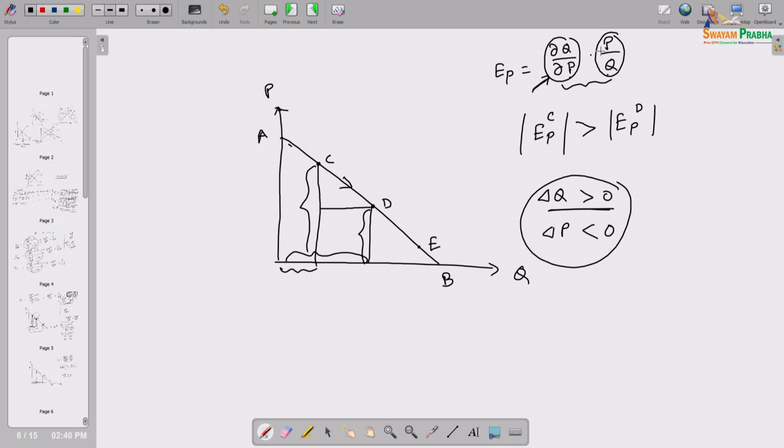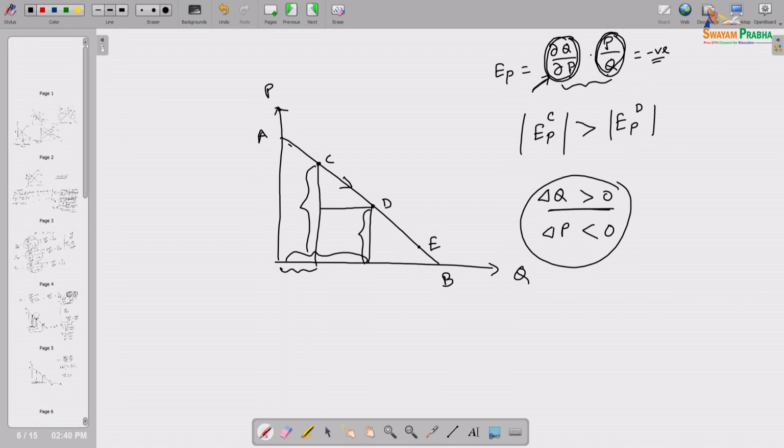And P by Q is always positive, because both price and quantity are positive quantities. So, this is always positive and this is always negative, and their product is always negative. So, own price elasticity of demand is always negative if we take a usual downward sloping demand curve. Since price is increasing, quantity is falling, price and quantity are moving in opposite directions, so the own price elasticity of demand will always be negative for a usual downward sloping demand curve, right, that is understood.